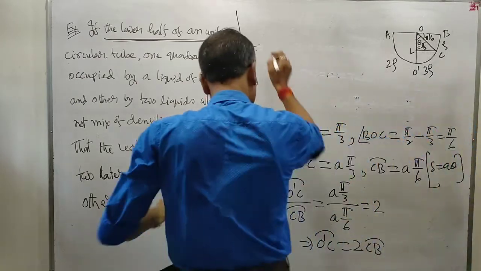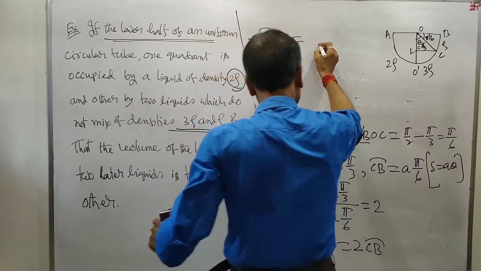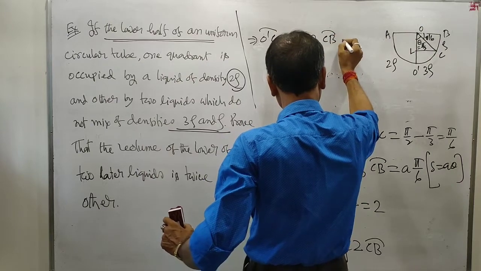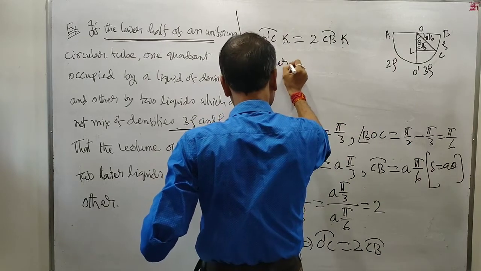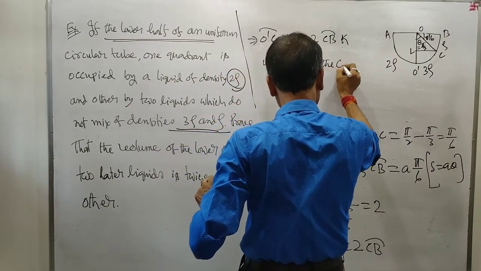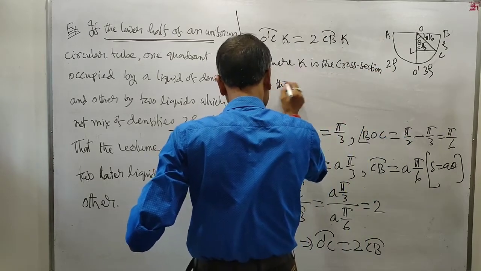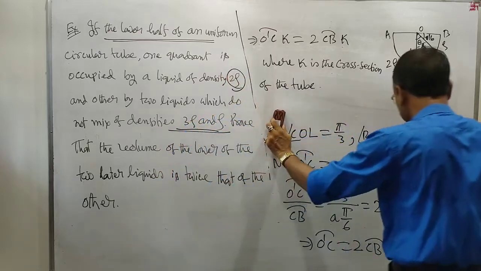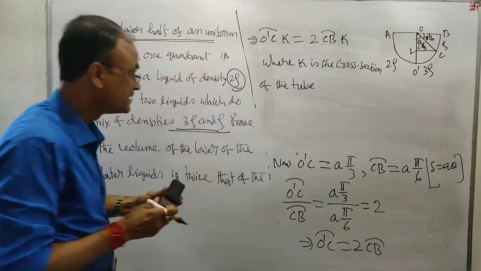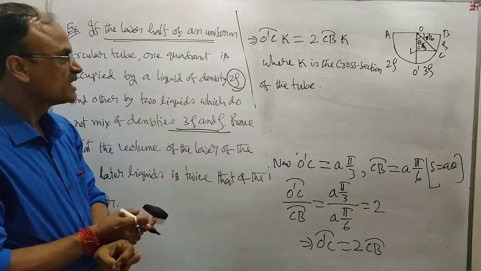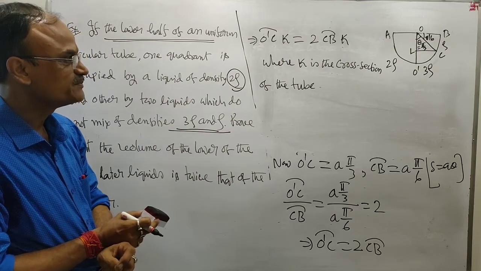This means O dash C into K equals 2 times CB into K, where K is the cross section of the tube.